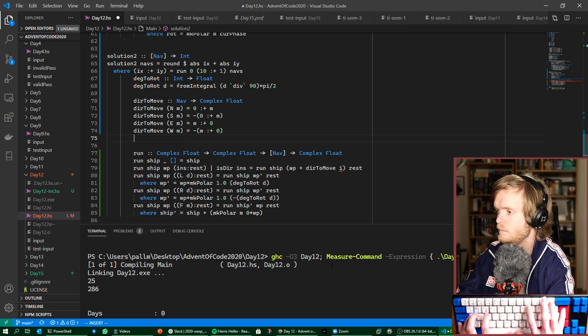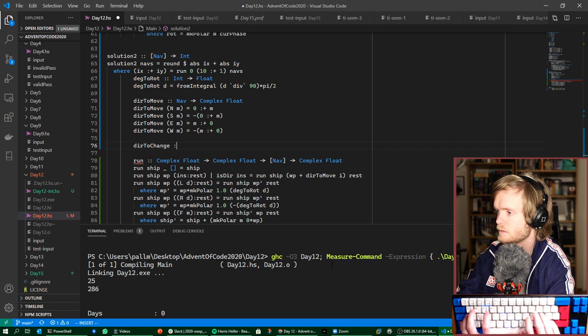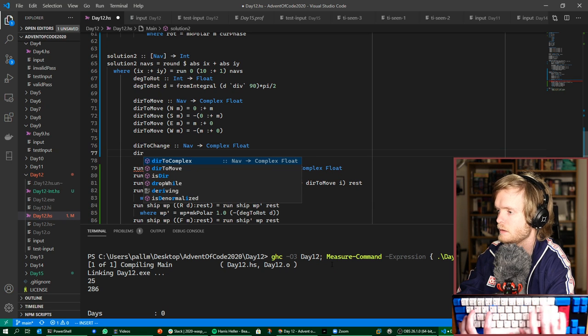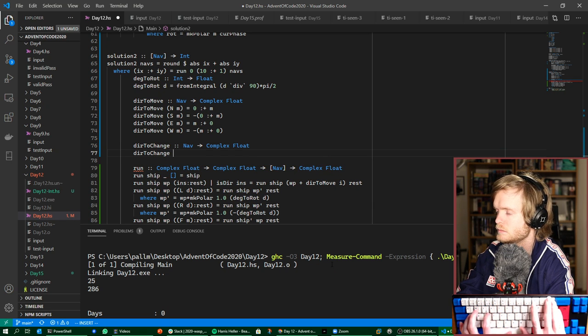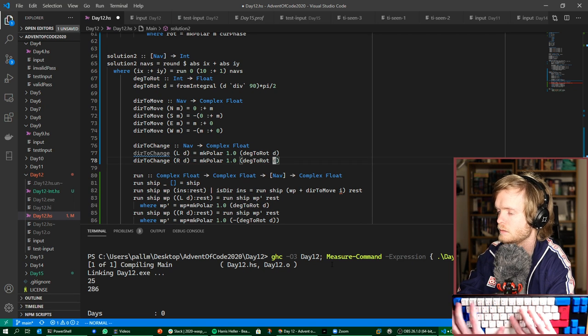Now, dir to change, it's gonna be nav to complex float, dir to change. L is going to be make polar 1.0 deg to rot d, and then R is going to be minus deg to rot.